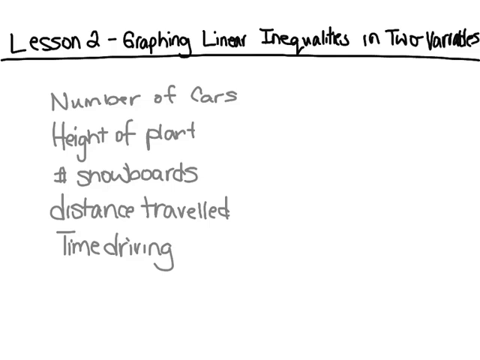Lesson 2, graphing linear inequalities in two variables. So linear inequality means that you're going to have greater than, less than, or greater than or equal to, or less than or equal to signs in it. And it's still a linear function, so it is still a line.